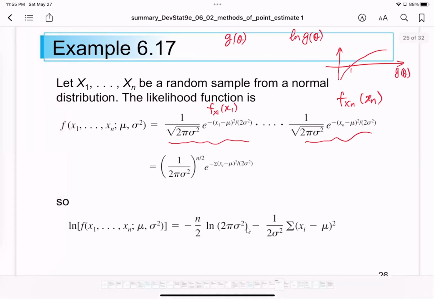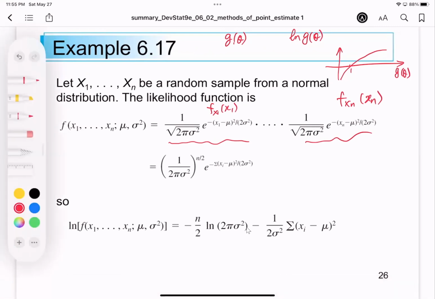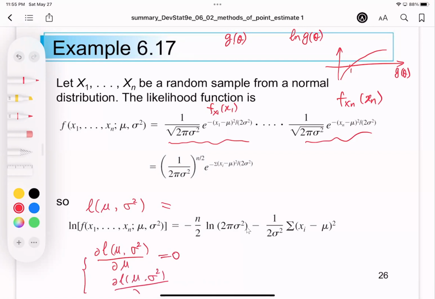So back to this one. What we have is the log of the likelihood. This log likelihood, again, we treat it as a function of just the parameters mu and sigma squared. That's this one. And then you can take the partial derivative with respect to the mu and set it equal to 0. And also the partial derivative with respect to the sigma squared. Treat the entire sigma squared as one term and then set it equal to 0.